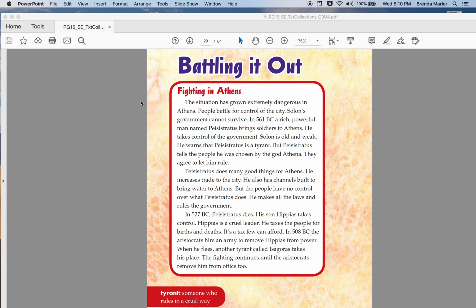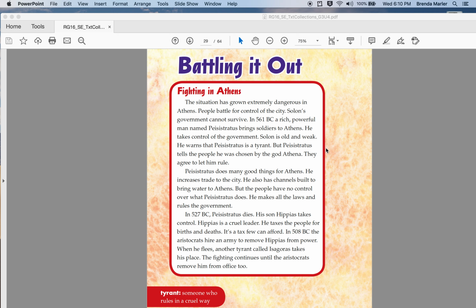So what do we know about Pisistratus? We know he's a cruel and mean leader. And we know that Solon tries to warn the people, but he's old and weak and he's having difficulty. Okay, I'm going to hop back into the story right here. But Pisistratus tells the people he was chosen by the god Athena. So he goes out and he says, hey, you know, there's this god named Athena, and you're going to get in big trouble from this god if you don't just accept me as your leader.